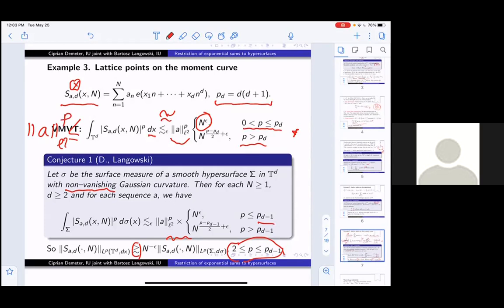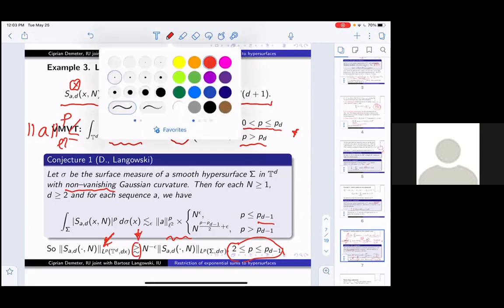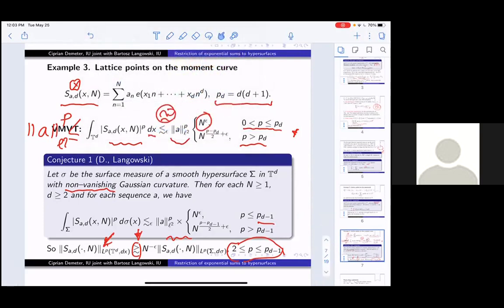So in fact, this shows the L2 norm of the exponential sum is comparable to the L2 norm of the sequence. If you raise it to the power p, you find an equivalence. So we know that the left-hand side here is roughly of the size of the L2 norm of the sequence, and this explains this inequality. Okay, so it's one way of looking at the conjecture.